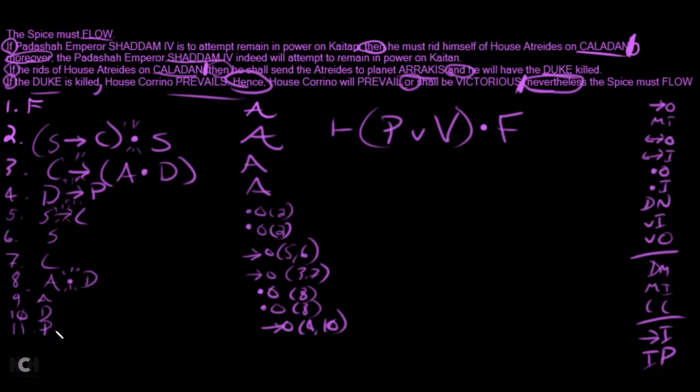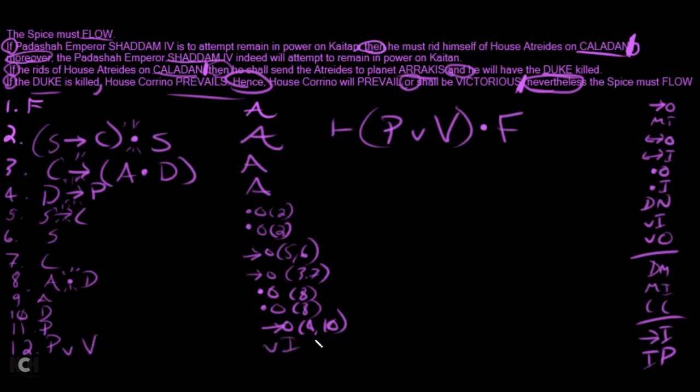Alright, now I've got P. What do I need to get? I'm trying to get P, wedge, V, and F. Now look, I actually already have the F. I've had it since line 1. I already have the P here. I have it in line 11. Notice nowhere in here is there a V. It does not appear. But since it's a wedge, I know I can do a wedge in. It's line 12. That's going to be P, wedge, V.